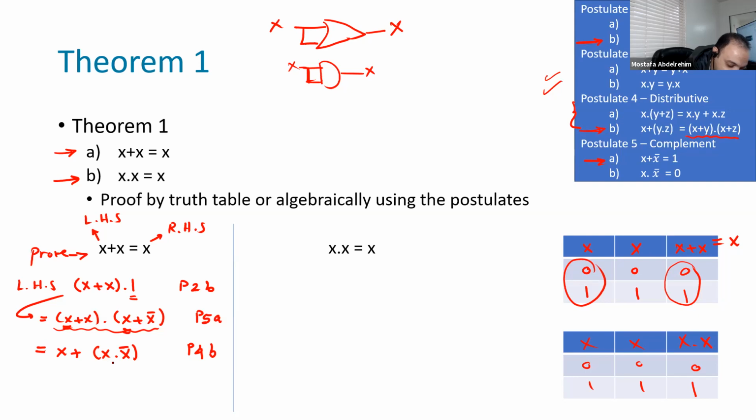Now x and x bar. If we look again here at postulate 5b, x and x bar is equal to 0. So this is actually equal to 0. So x or x and x bar is actually equal to 0. This is postulate 5b. Then finally, x or 0 from postulate 2a.